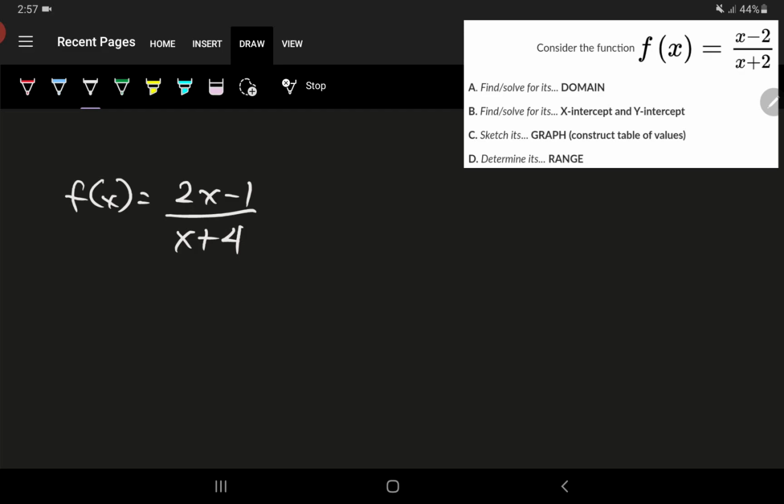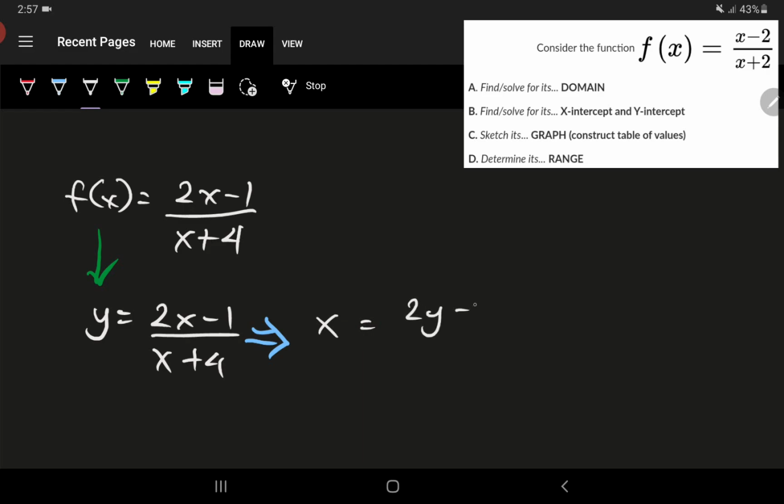Right? So let's say we have this given problem. And again, same procedure, dear students. Step number 1 is to interchange the values of x and y. So by the way, we know that this f of x is actually written as y equals (2x minus 1) over (x plus 4). Since we already have a value for y, we can interchange them. So let's interchange the values of x and y. Therefore, it will give us x equals (2y minus 1) over (y plus 4).